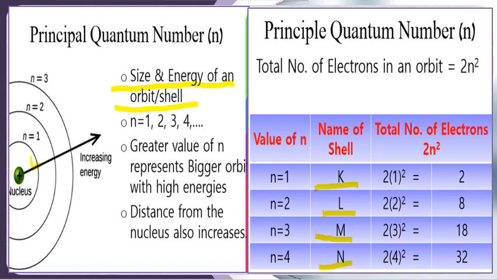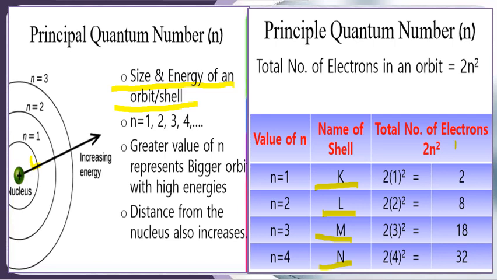Right? Now, greater the value of n, larger or bigger will be the orbit with high energy, and the distance from the nucleus will also be increased. As you have done before, nearest to the nucleus lies the smallest orbit. Then as we move above, the distance of the orbits from the central nucleus increases. Right?